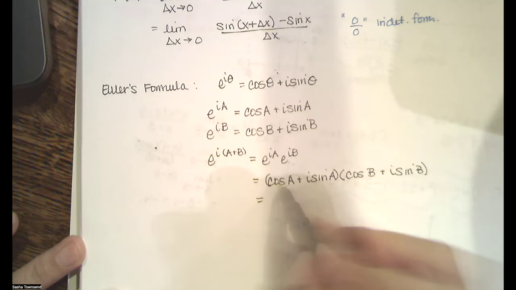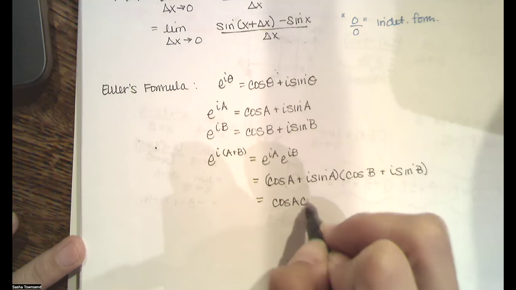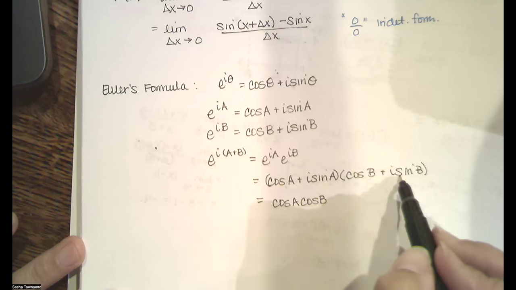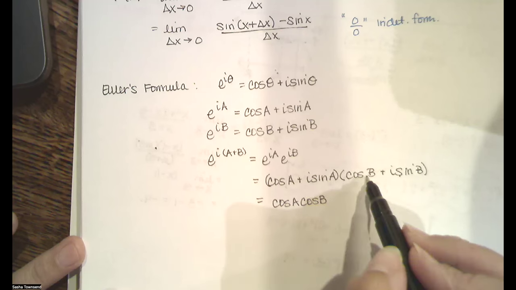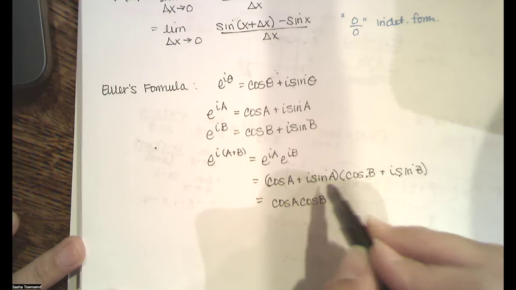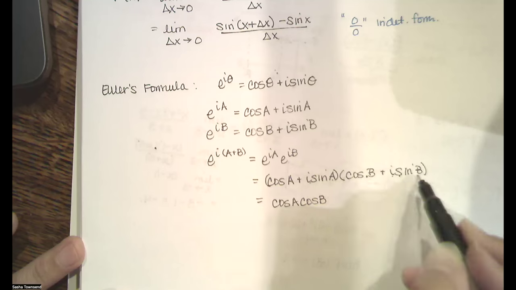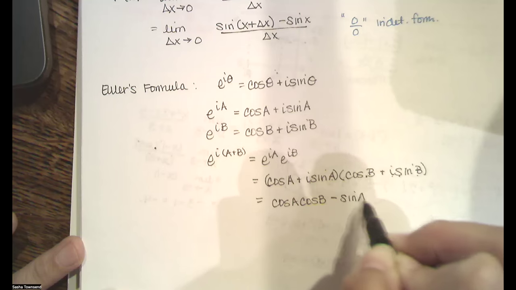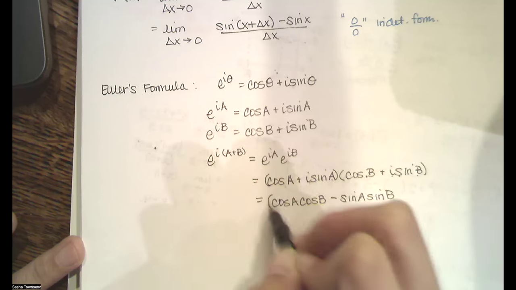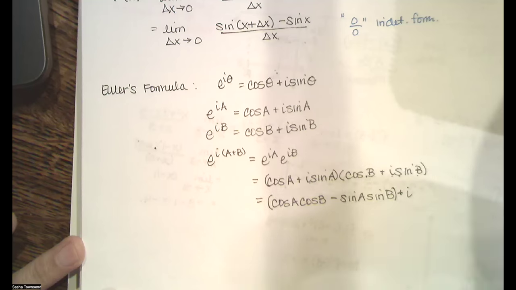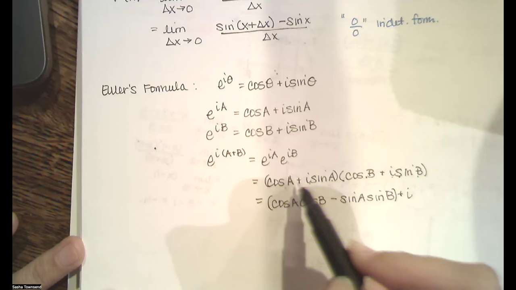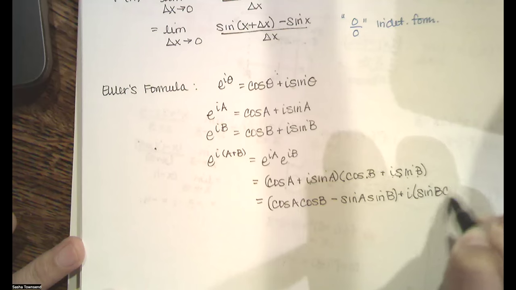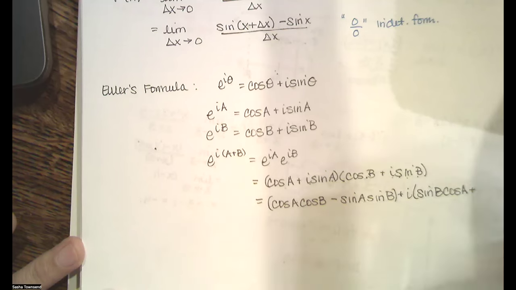If I distribute, first times first is cosine of a, cosine of b. Outer times outer is complex. It's got an i as a factor. Inner times inner is also complex. And then last times last is i sine of a times i sine of b. i squared times sine of a sine of b is negative sine of a sine of b. That's my real part. And the imaginary part is i times cosine of a sine of b plus sine of a cosine of b.